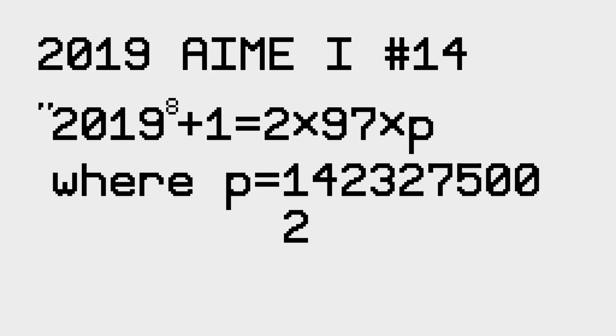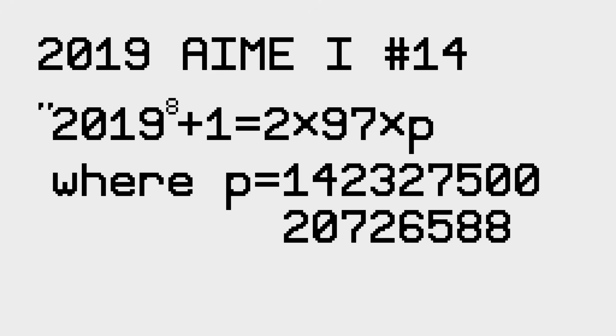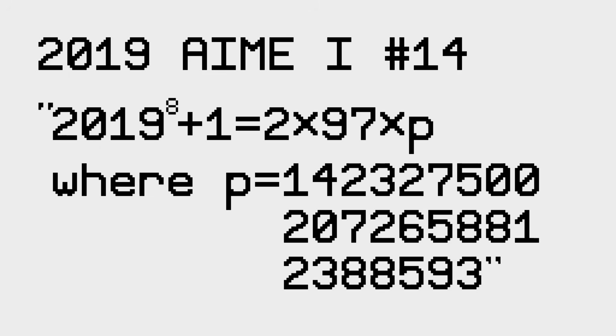At the end of the solution by the MAA, the organization that runs the AIME, they write 2019 to the power of 8 plus 1 equals 2 times 97 times p, where p is the 25-digit prime 1423275002072658812388593. At least they have it for completeness.